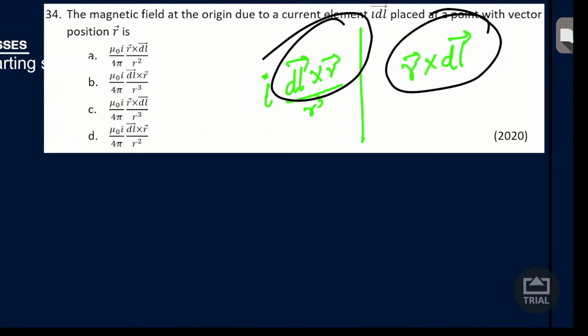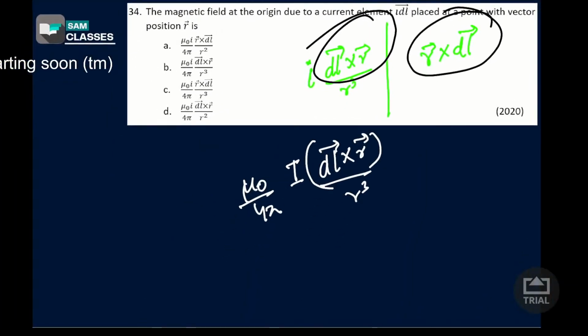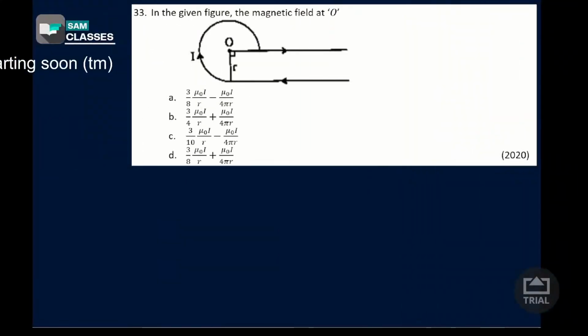But chalo, clear. So next time when it comes, it should be easy. It is mu naught by 4 pi. We all know that current is there, capital or small, whatever you write, DL vector cross R vector by R cube. Chalo. Next, a very good question.